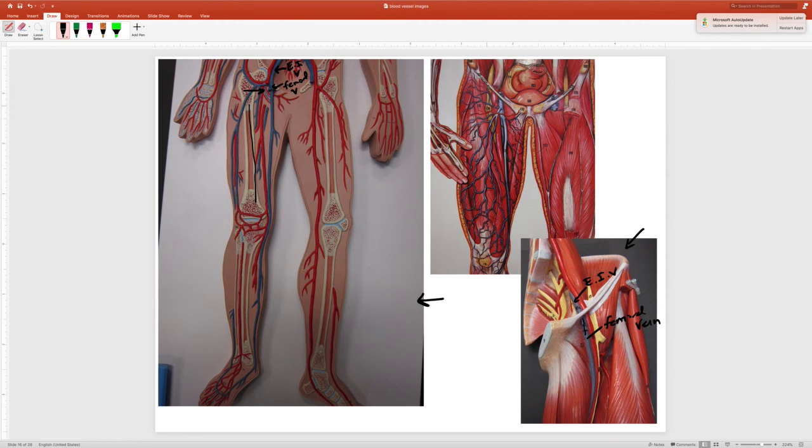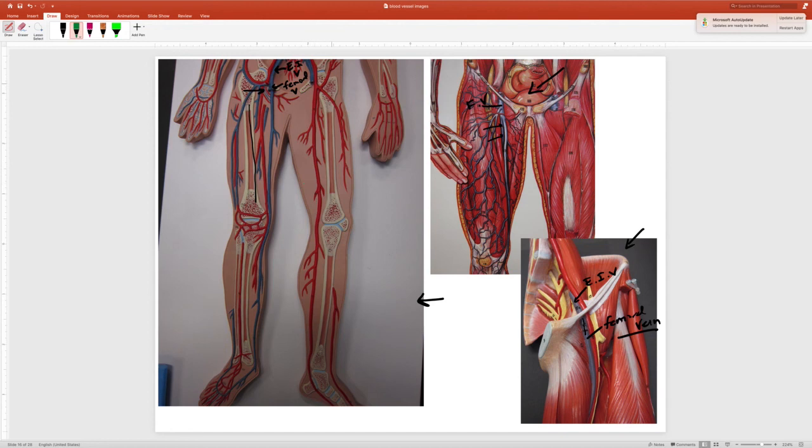Where it's a little bit easier to see is here. So this is showing us the femoral vein. And then also on this picture here, the femoral vein is here. And then it continues again deep, running alongside the femur. So it's this darker blue here. Draining into the femoral vein is the longest, most superficial vein in the lower limb, called the great saphenous vein.